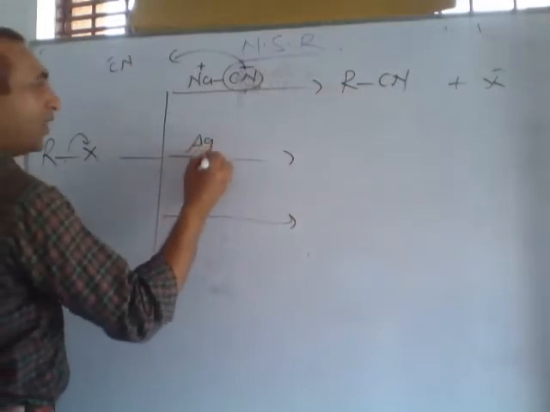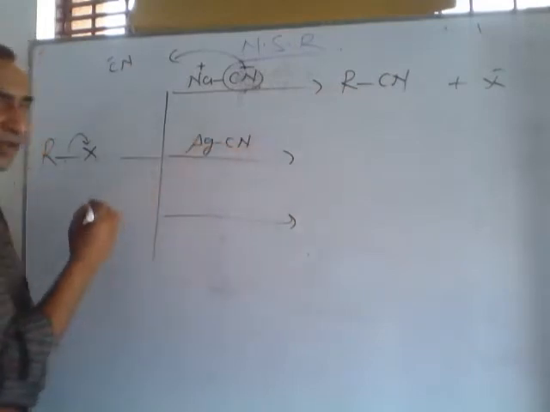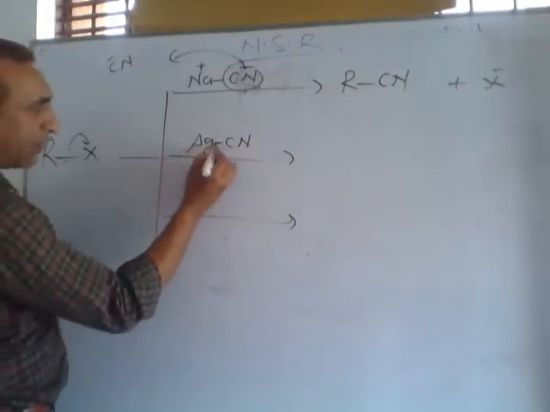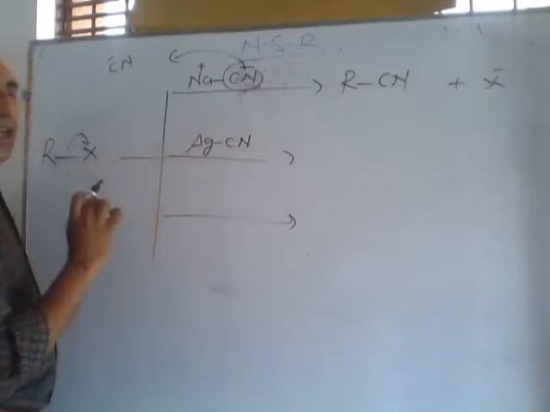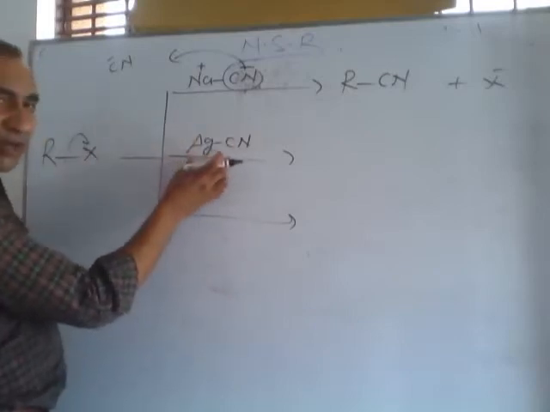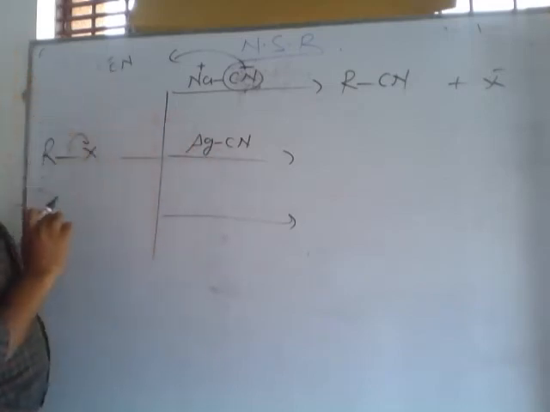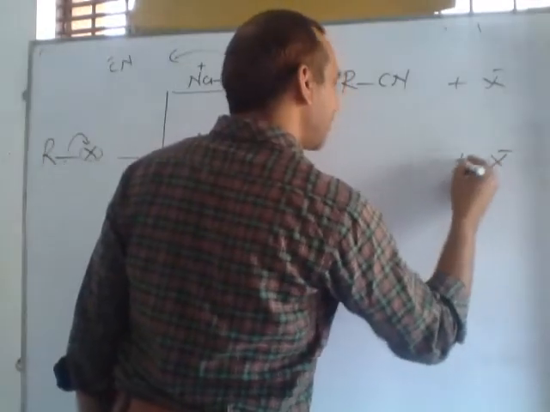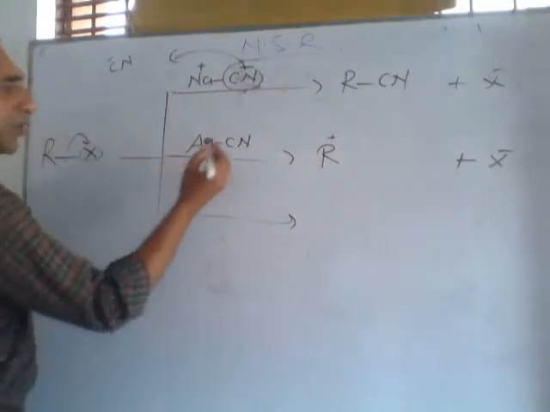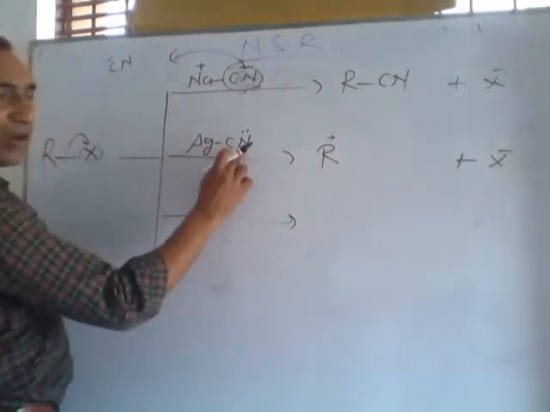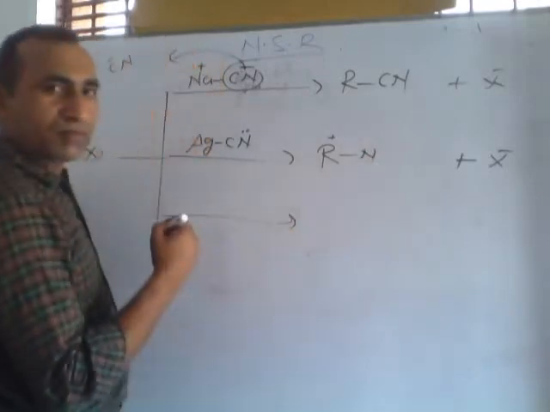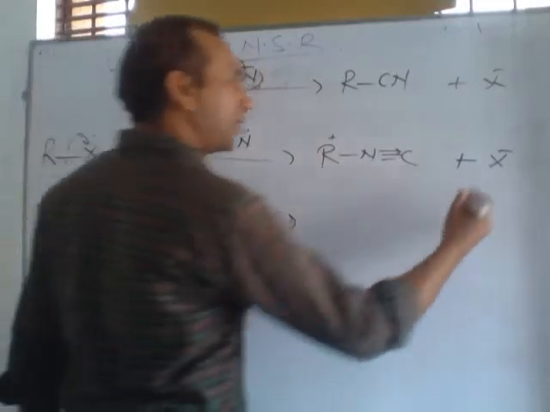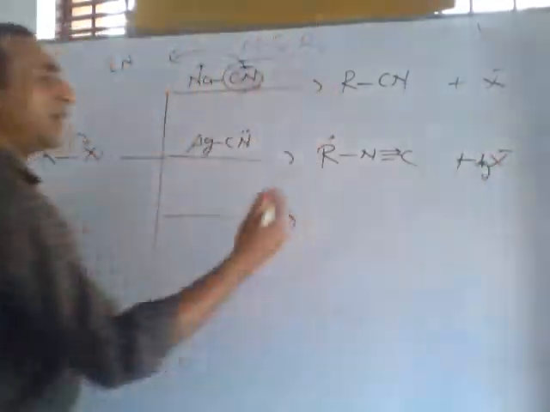If we are using AgCN, AgCN is a covalent compound. Covalent means silver and carbon form a bond by sharing of electrons. So it is unable to provide CN minus as a nucleophile. So after removal of X, the carbon joins with the lone pair present on nitrogen, and a new product forms. This is called isocyanide. Then after the reaction, AgX is removed.